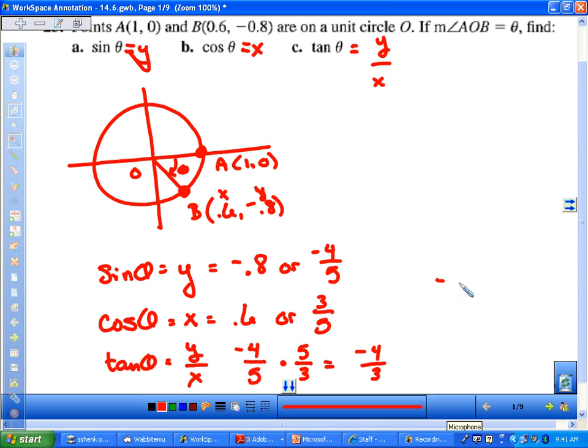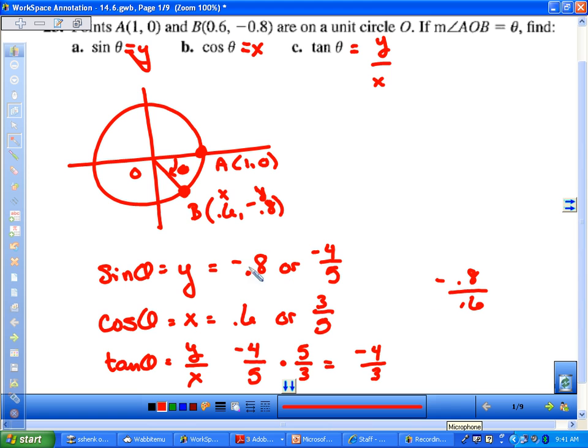Folks, you would not get credit if you had this. From elementary school, we know that's not simplified. We don't want decimals in our fractions. We've got to simplify that down. Negative 8/6 would be equivalent, but not simplified. We want negative 4/3.